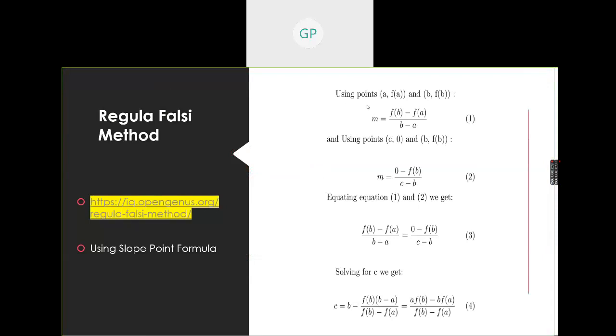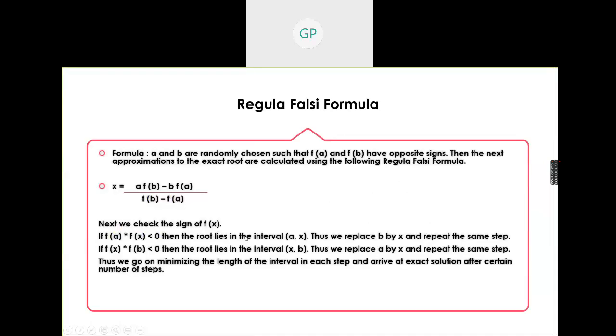Okay. FB minus M is equal to FB minus FA upon B minus A. Then I had considered C comma 0 and A comma FB. Here in this derivation they have considered C comma 0 and B comma FB. So both the things will give you the same answer. If you see the C का answer यहाँ पे देखो AFB minus BFA upon FB minus FA. So this is the formula of regula falsi. Okay. So A and B are randomly chosen such that FA and FB have opposite signs. Then the next approximation to the exact root is calculated using this regula falsi formula.